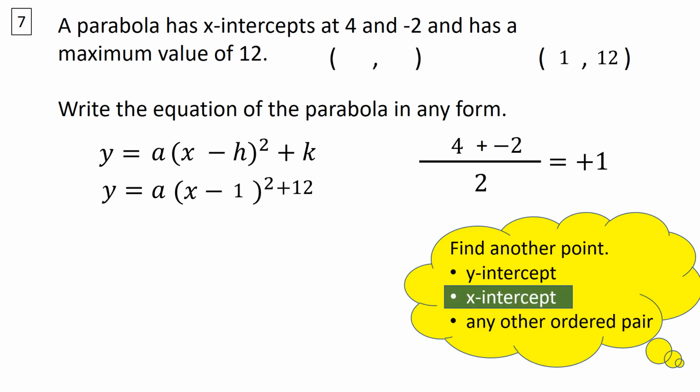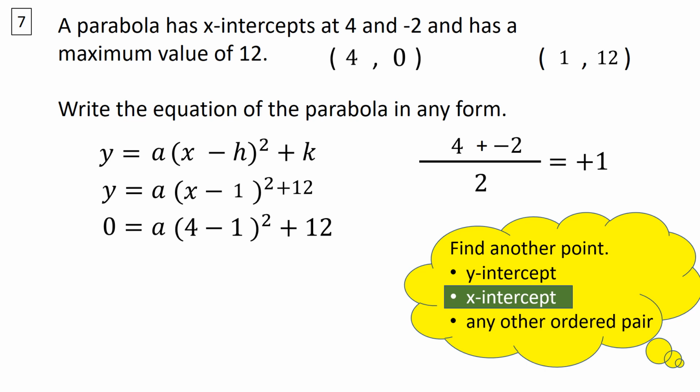So let's use the x-intercept. And I could use either one of these two x-intercepts. I don't need both of them. It's 4 and -2. Every x-intercept has 0 for its y value. So 4 is the x-coordinate, 0 is the y-coordinate. We could have used -2 instead if we wanted to. And now we plug those in for x and y.